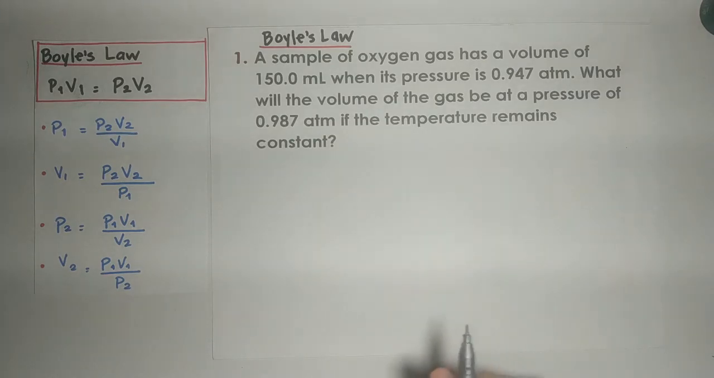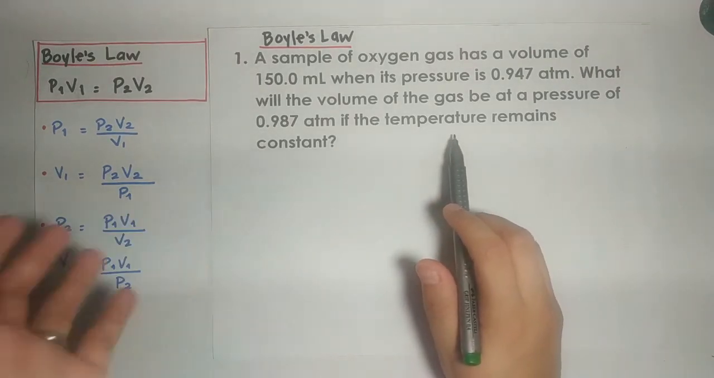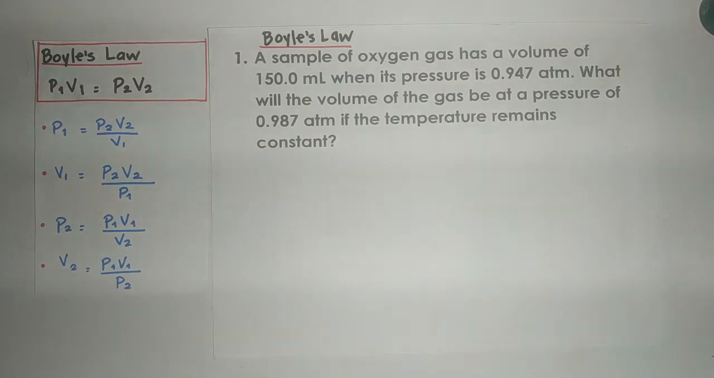Now, one of the main definitions of Boyle's law, this is one of the conditions: temperature should remain constant. Now, let's highlight the givens and identify what the initial and what the final condition is.